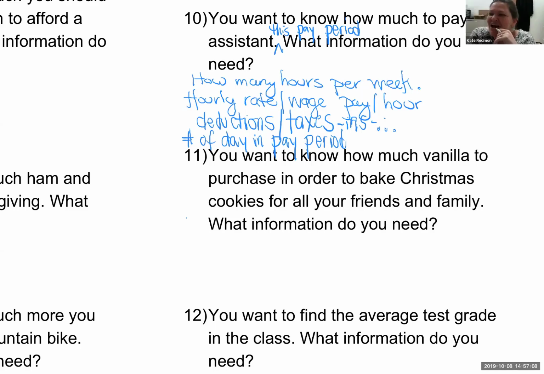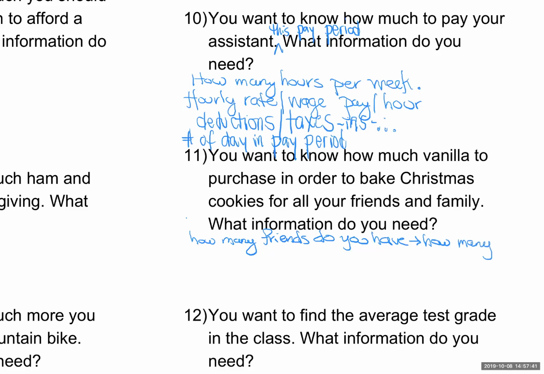Okay. So cool. Let's look at 11. You want to know how much vanilla to purchase in order to bake Christmas cookies. It's my life again. For all your friends and family, what information do you need? How many friends and family? Well, how many friends do you have? Not that many, David. Thanks for pointing it out. Hey, me neither. So basically, how many people am I baking for? I think that's what you mean. Yeah, there you go. Okay, what else do I need to know?